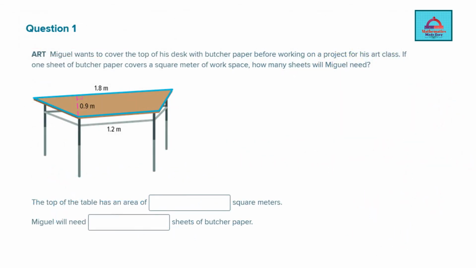Let's do another word problem. Here, Miguel wants to cover the top of the desk with butcher paper before working on a project for his art class. If one sheet of butcher paper covers 1 square meter of workspace, how many sheets will Miguel need? Okay, so it's given that one sheet covers 1 square meter of workspace. So how many sheets will cover the area?